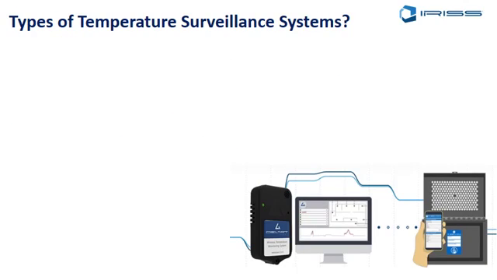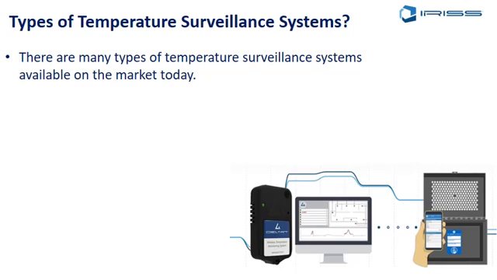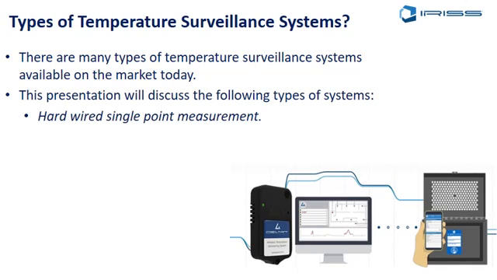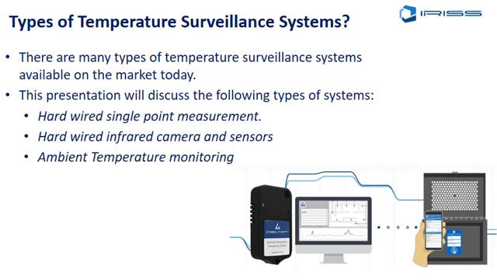There are different types of temperature surveillance systems available to you today, and we're going to go over a couple. I'm going to look at hardwired single point measurement systems. We'll look at hardwired infrared cameras, infrared sensors or pyrometers, and also ambient temperature monitoring systems. So we'll review these in turn.